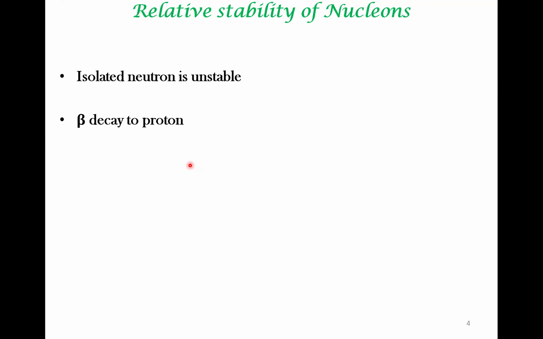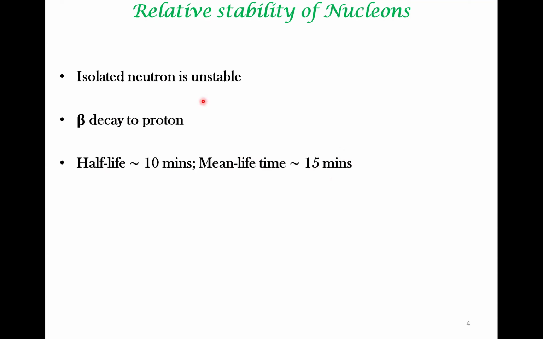But what is important is that it decays to a proton and an electron. So compared to an isolated proton, these two are more stable. The half-life of an isolated neutron is about 10 minutes. Half-life is different from mean lifetime, which is about 15 minutes.